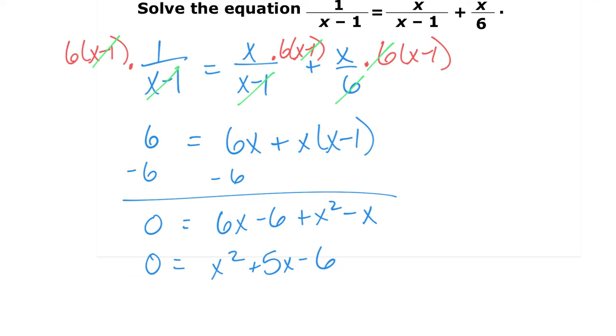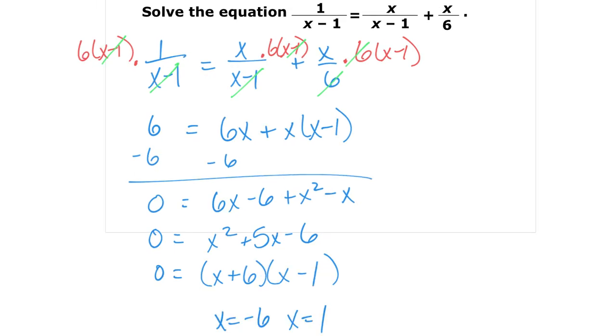So now I have this quadratic, and I can solve it like any other quadratic with factoring. I ended up with two possible solutions, x equals -6 and x equals 1. I look back at the original, x cannot be 1 because it makes it equal to 0, so that's not a solution, but x equals -6 is.